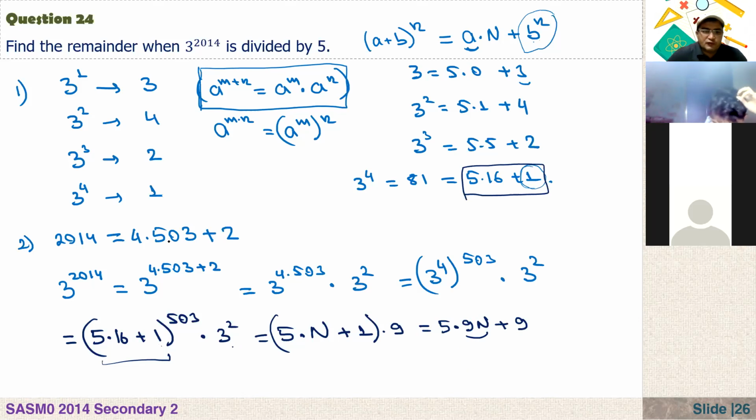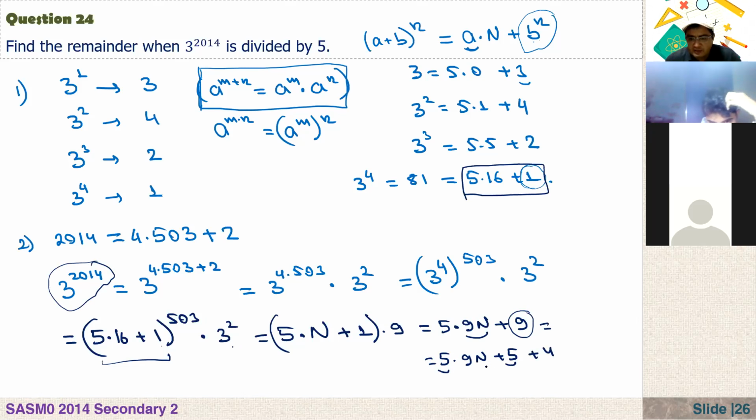So that means that if you just divide the whole number 3 to the power of 2014 by 5, the remainder will be 9, right? But 9 is greater than 5. Again, I can just write it as 5 times 9n plus 5 plus 4. Here the common factor is 5. I can take this out. That means that if you divide by 5, the remainder will be 4. So the answer is, the remainder is 4.